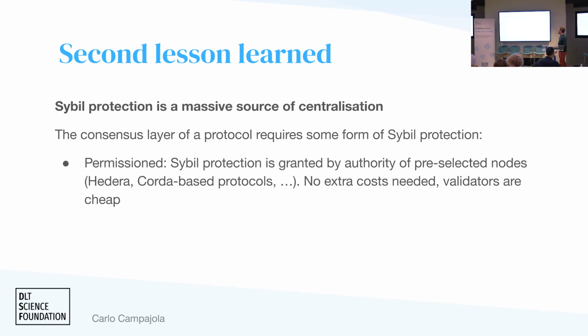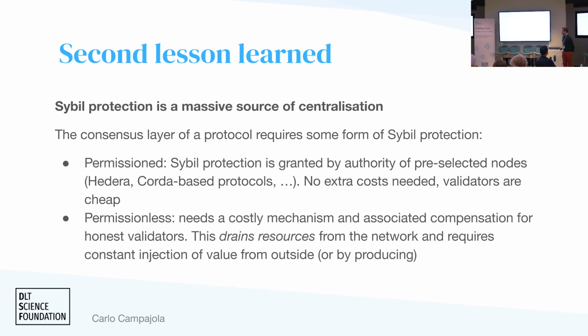And in this case, you don't have extra costs. Validators are cheap because they don't need to pay the cost of Sybil protection. They're basically endowed with the right, and that's it. Of course, this is a trade-off. You are allowing for built-in centralization, right? You are saying, okay, there are only 30 or 50 nodes that are allowed to write on chain.